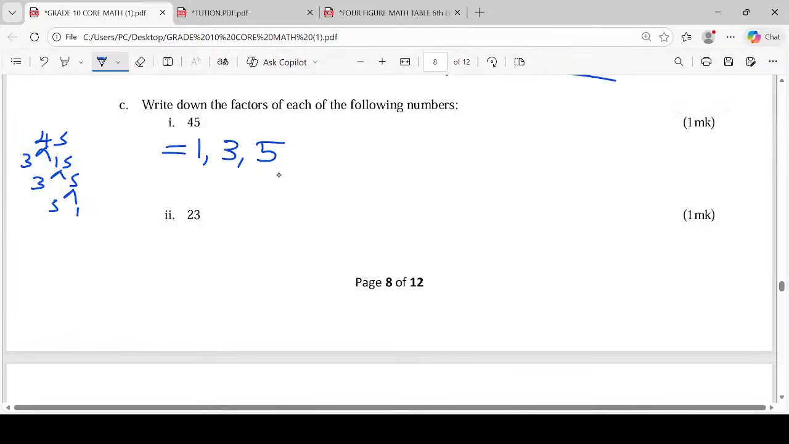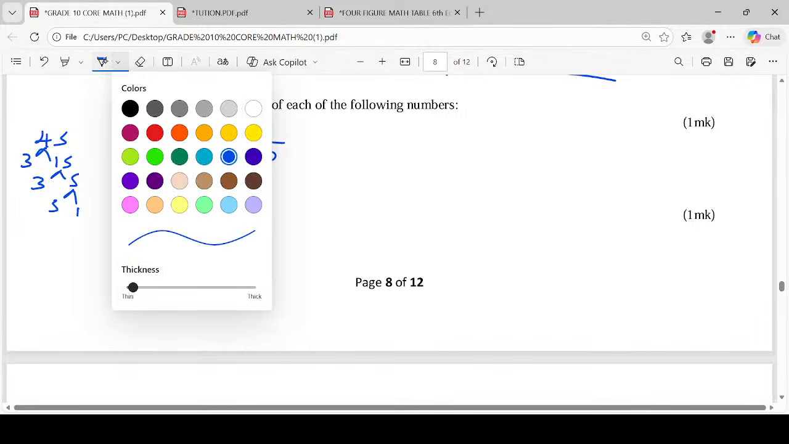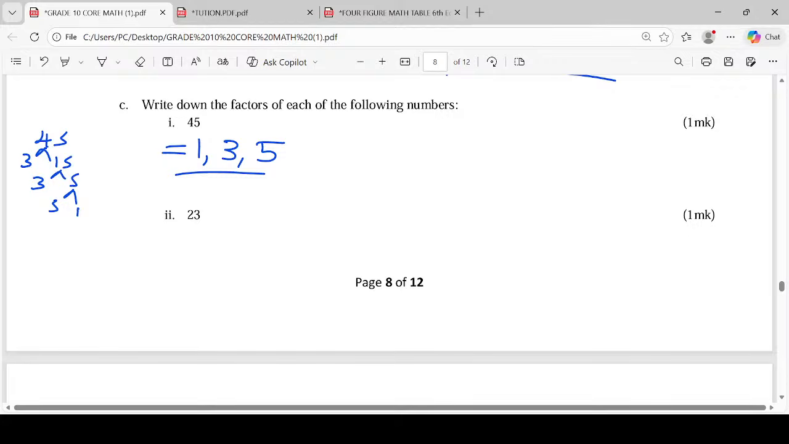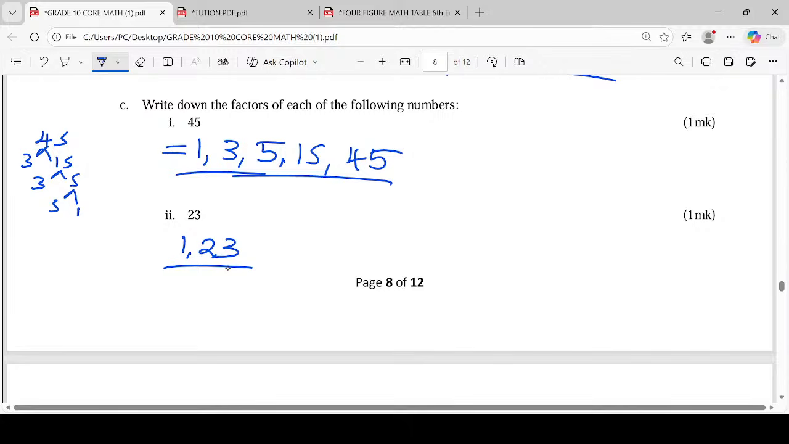These are the factors. Not really that way. We have 1, 3, 5. We also have 15 here. And finally, even 45 itself is a factor. Those are the factors of 45. The factors of 23 are only 2, that's 1 and 23, because it's a prime number.